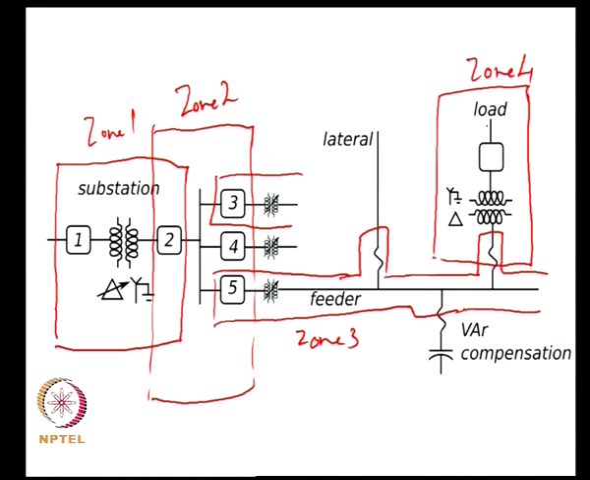Also, you would like to have backup protection in the sense that, if one device fails, you would like to have, if possible, the closest upstream protection device operate to actually provide a backup, so that the fault does not spread further up into the system. So, these aspects are quite important for the distribution system.